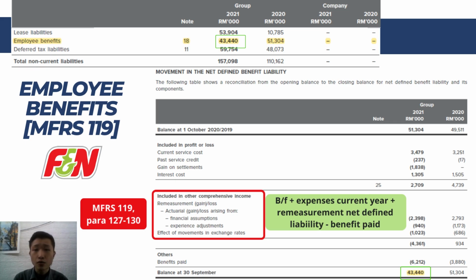The closing balance for the net defined benefit liability can be calculated by adding the opening balance, plus the expenses related to the defined benefit plan in the current year, plus the remeasurement of the net defined benefit liability under MFRS 119 Para 127 to 130, and then minus the benefits that have been paid.